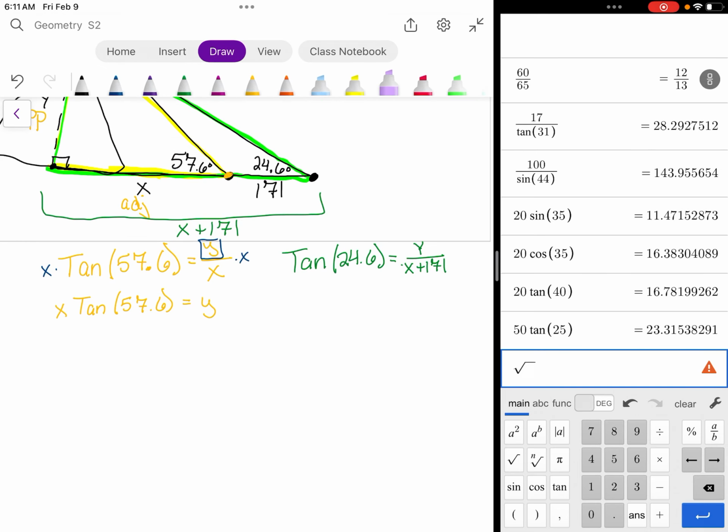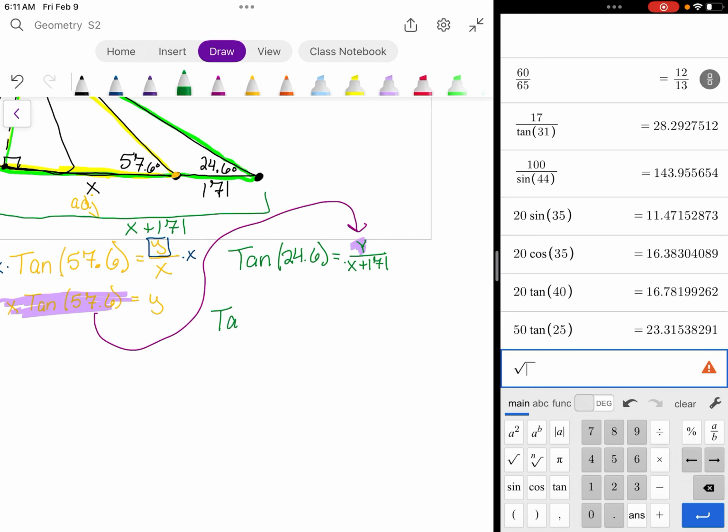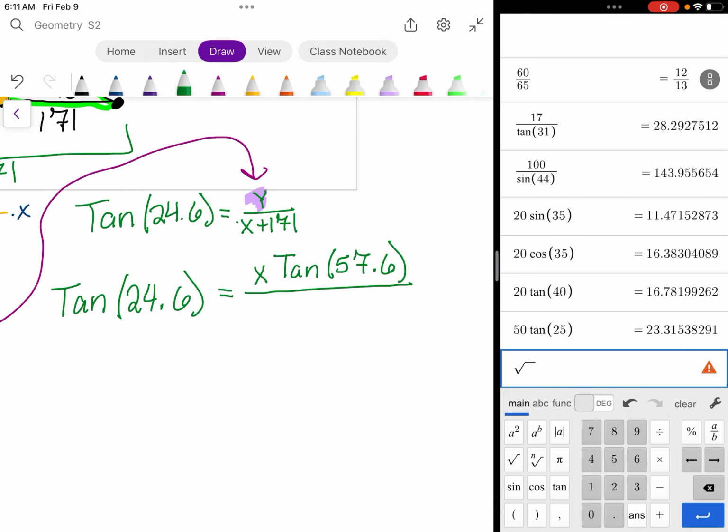Now that we know what y is equal to, it's equal to x times the tangent of 57.6, we are going to replace the y in our second equation with that value. And this is again going back to our algebra skills. So we're going to have tangent of 24.6 equals, and we're replacing the y with x times the tangent of 57.6 over x plus 171.